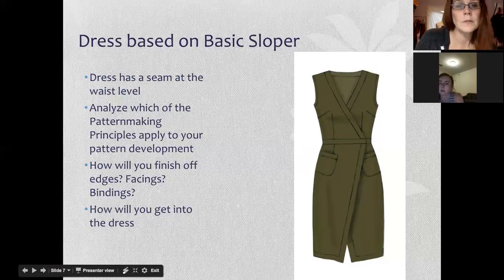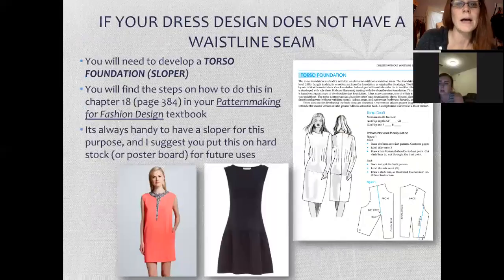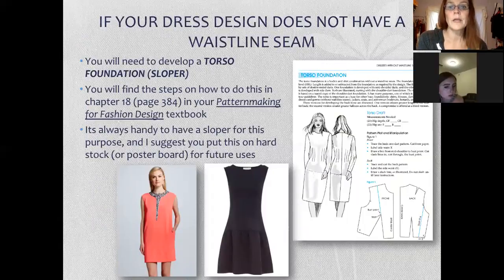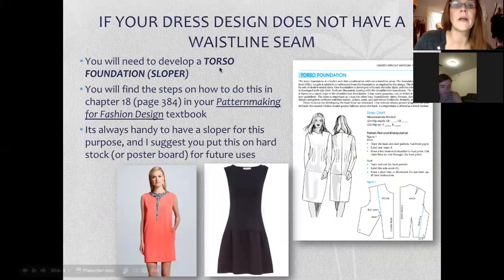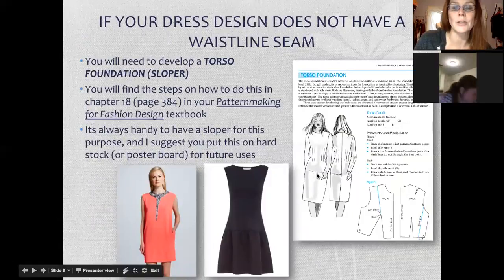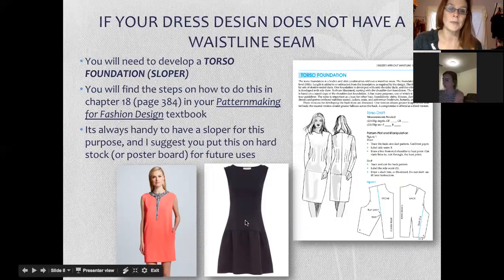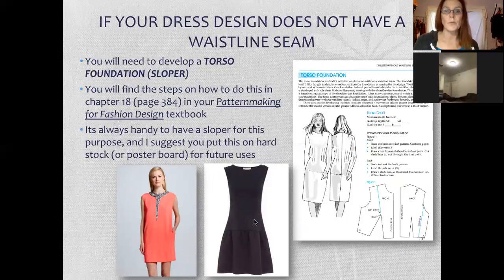Now, some of the students in the class may have already had Pattern Making 2. In Pattern Making 2, we do develop a torso foundation, which is a combination of your top bodice and about the top 9 inches of a skirt. These 2 dresses pictured are some examples of dresses based on the torso sloper, which means there's no waist seam line at the waist.